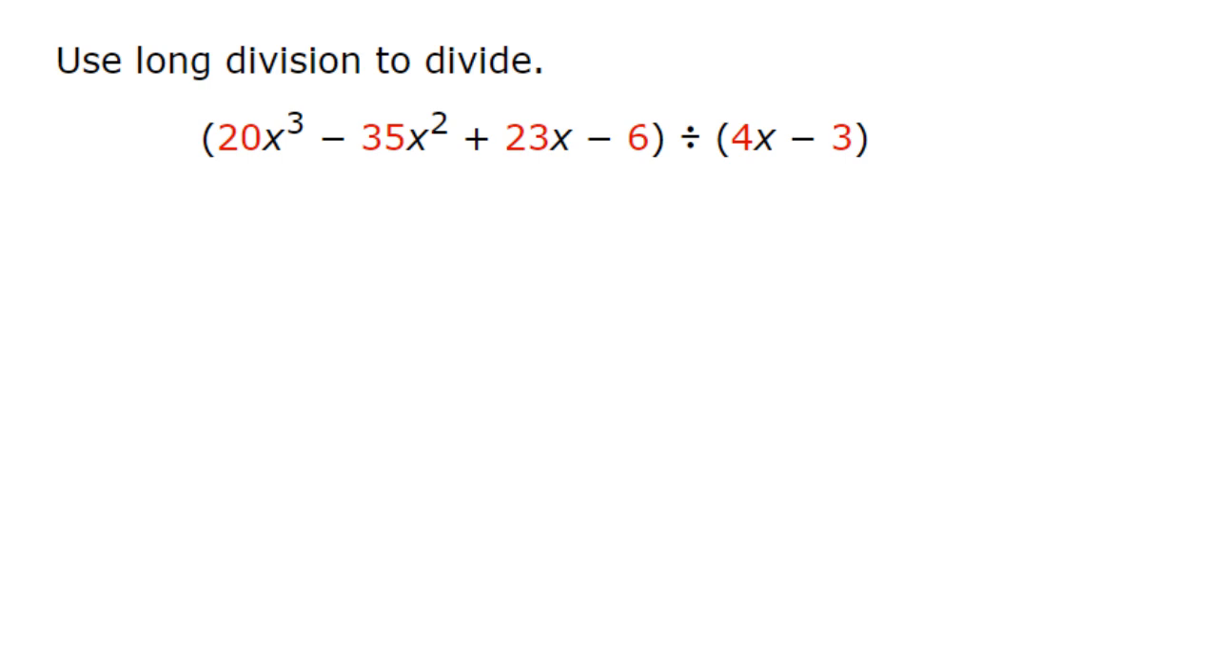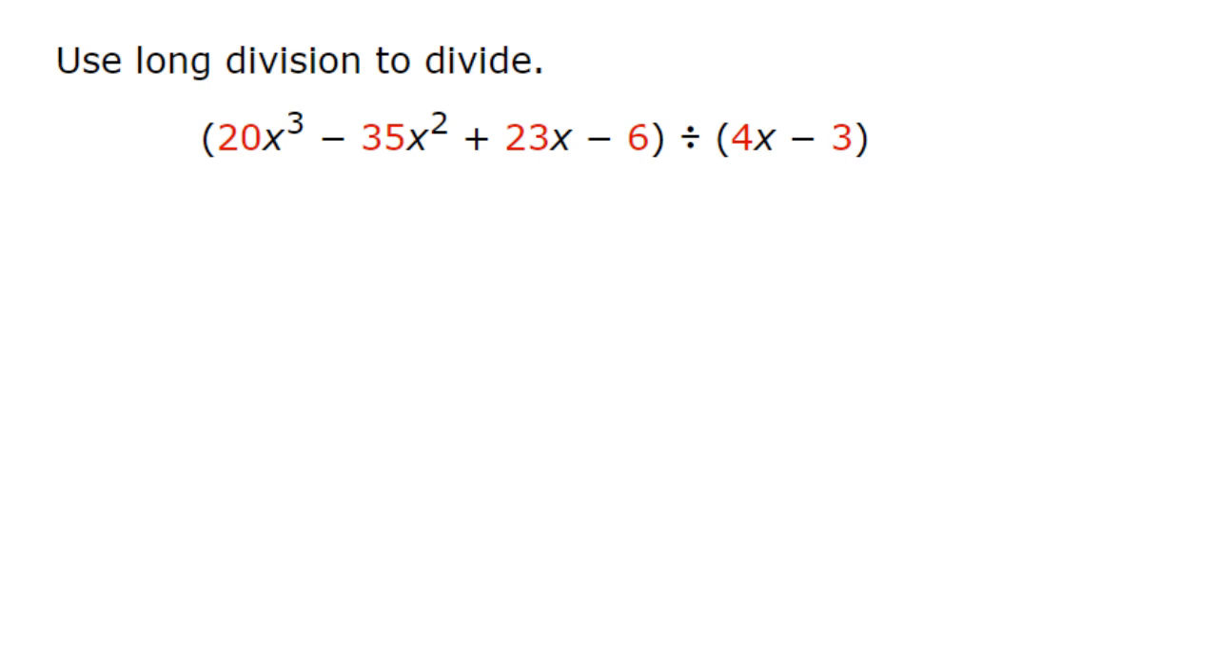And again, we're going to first start with long division to divide these two polynomials. My dividend here is 12x cubed minus 35x squared plus 23x minus 6, divided by my divisor, which is 4x minus 3. Okay, so the first thing that I need to see is both my dividend and my divisor.